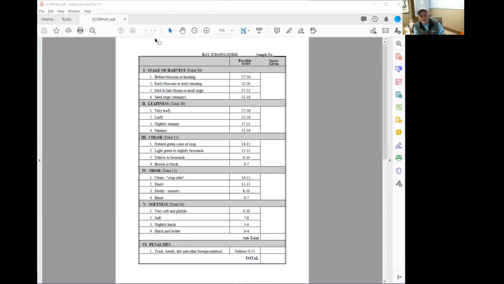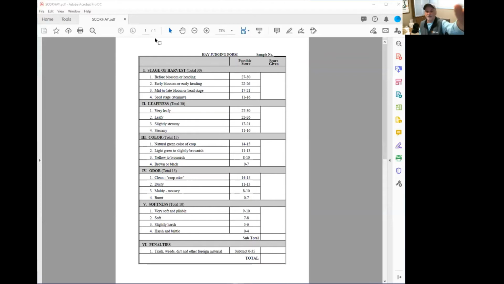And then the last category we look at is penalties, and mostly there you're thinking about the presence of foreign material or weeds. Does it have a lot of sticks in it? Does it have some weeds that maybe have spines or prickles on them, something that's going to decrease the palatability of it, and you can adjust the scoring that you get. So that's the score sheet that we try to use.